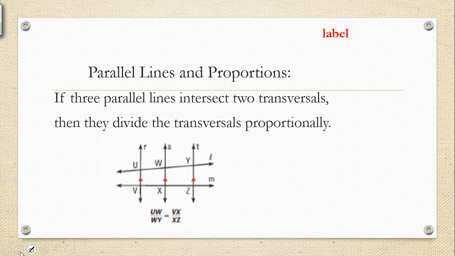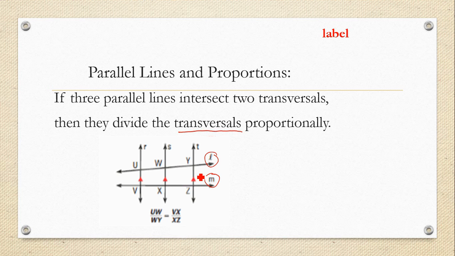This is the second label we need to get into your notes. This one's about parallel lines and proportions. So this one has nothing to do with triangles here. It says if three parallel lines intersect two transversals, then they divide the transversals proportionally. Not the parallel lines, but the transversals. So in this picture, notice that L and M are the actual transversals, and R, S, and T are the parallel lines.